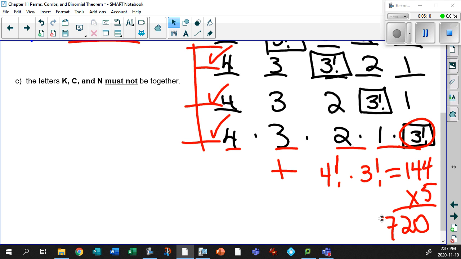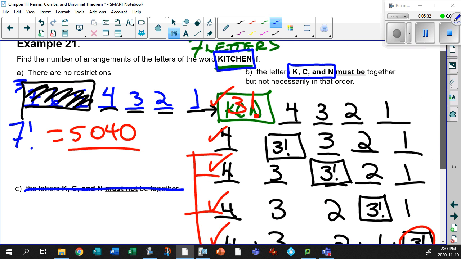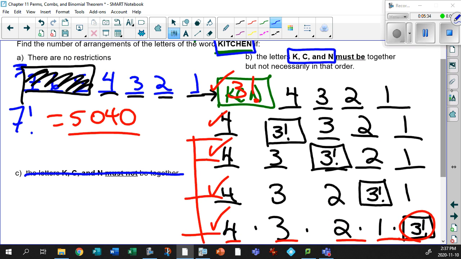Now, let's think about this a little bit more. Let's turn around and start being a little smarter now that we know factorial notation. Think about this. I'll get to this one in a second, okay? Now, think about this. Look back at this problem. I have KCN.